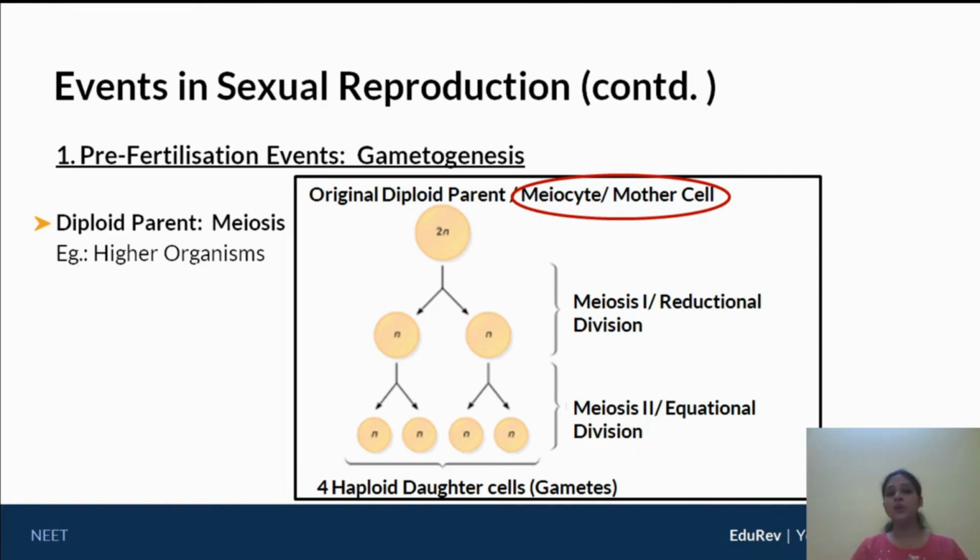So ultimately, what do we want to understand from this particular figure? From a diploid parent, through meiosis, we can result in 4 haploid daughter gametes. Okay, so that is important. Now, this is if the parent is diploid.